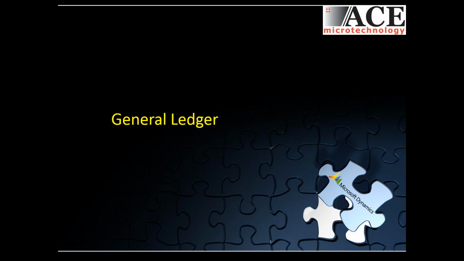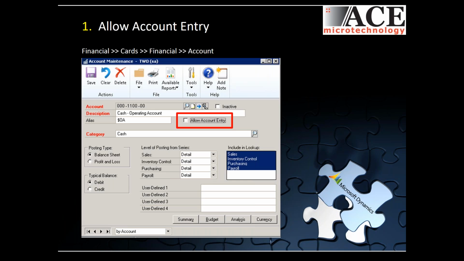So let's start. The first thing that we're going to start talking about is general ledger. Tip 1, Allow Account Entry. The Allow Account Entry box, under Cards, Financial, Account, when you're creating a new GL account, defaults with a check mark in it, which means that any transaction anywhere can be entered at any time. But the key thing that you want to look at in this particular box is to understand if that GL account is actually going to tie specifically to a subledger account, like accounts payable, accounts receivable, banking, cash, inventory, that kind of thing.